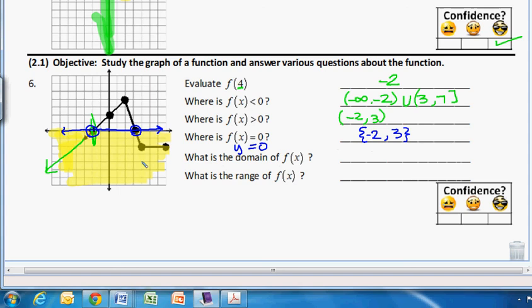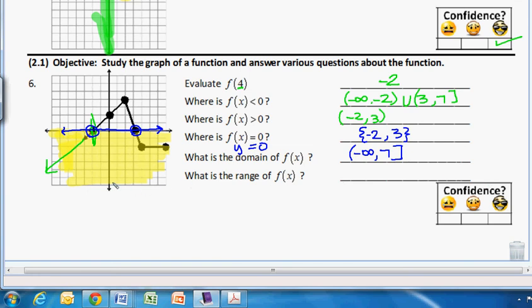And then what's the domain? We're scanning, starting from over here, starting from negative infinity. So I start at negative infinity, and I'm going to keep continuing until I get to 7. And then my function completely stops, so it's a closed bracket.